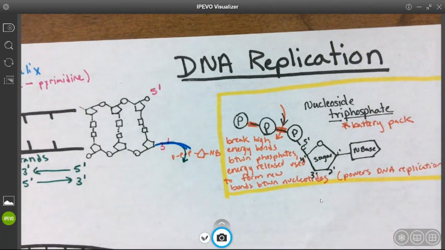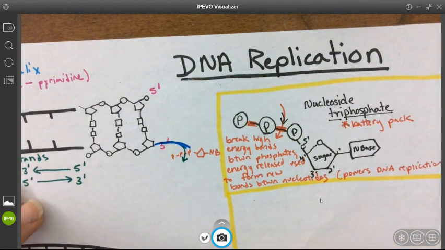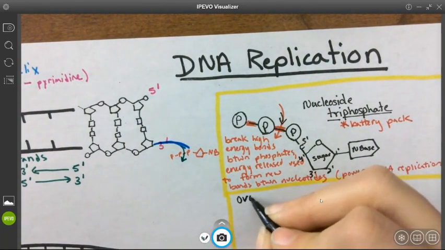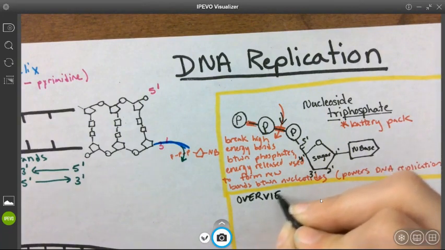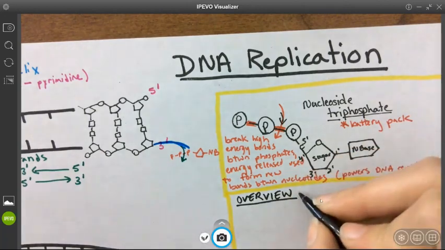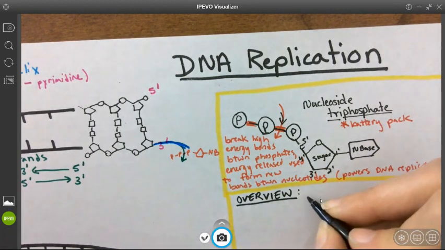So before we get in depth into the steps of DNA replication, I'd like to briefly go over an overview of the process of DNA replication. First of all, the whole point of DNA replication is to copy DNA so new cells have identical DNA.